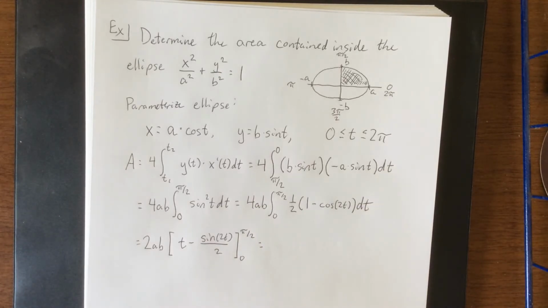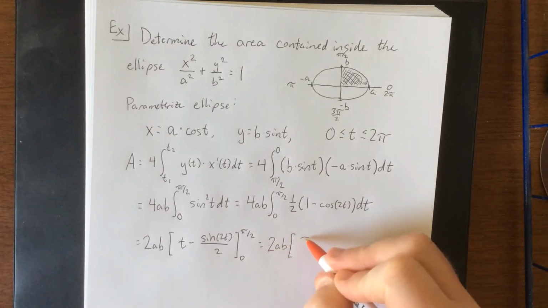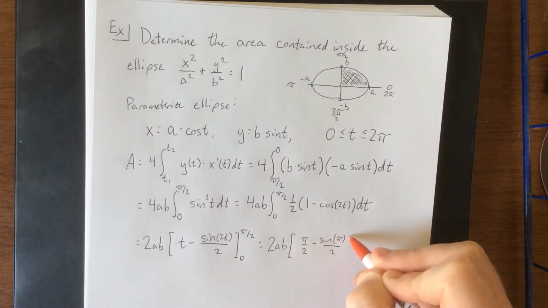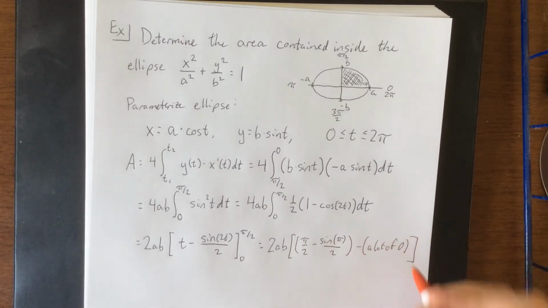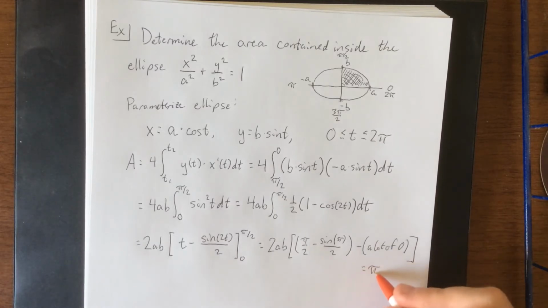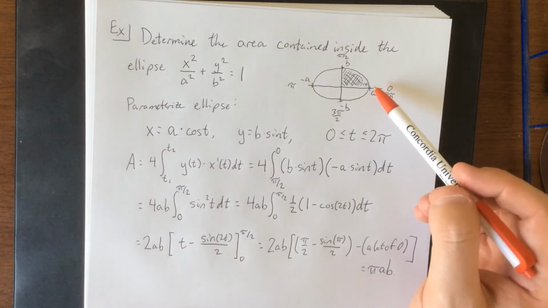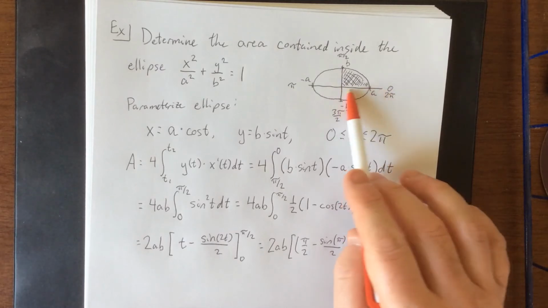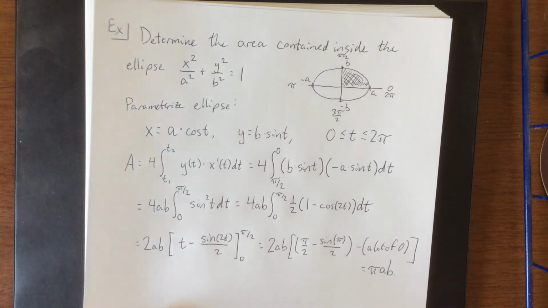The only non-zero term we're going to get is when we plug in pi over 2 for the t. This will be 2ab times pi over 2 minus the sine of 2 times pi over 2, minus a lot of 0, giving us a final answer of pi times a times b. You'll notice the similarity between this and the area of a circle formula. If this ellipse were actually a circle, then both a and b would be equal to the radius of the circle. And that would be pi times r squared, rather than pi times a times b. So very closely related to the circle formula.